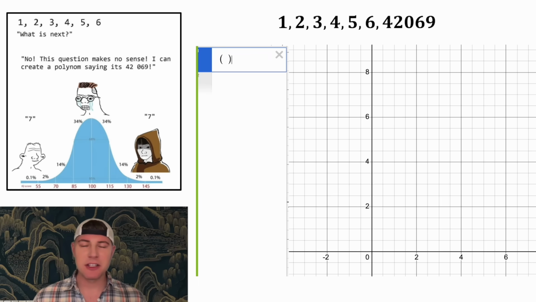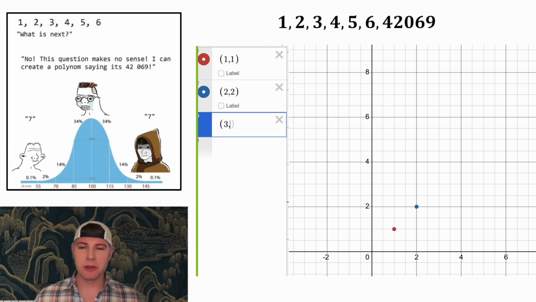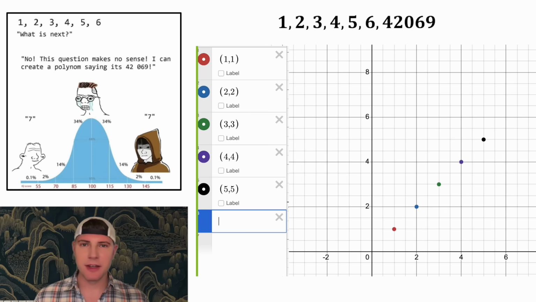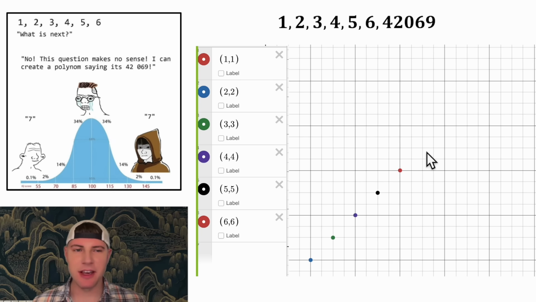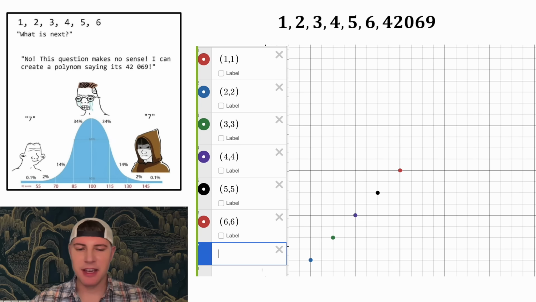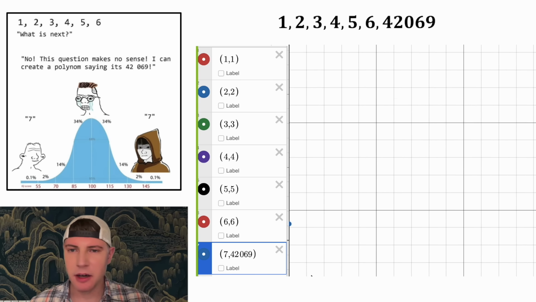First, we can graph this pattern. In the place of the X, we can put the term number, and in place of Y, we can put the term value. So we can do 1, 1, 2, 2, 3, 3, 4, 4, 5, 5, and 6, 6. And that's these points right here. A lot of people say 7, 7. That makes sense. But this guy is saying 7, 42,069. That's going to be way up really high.